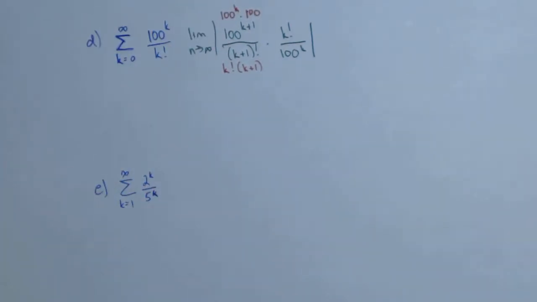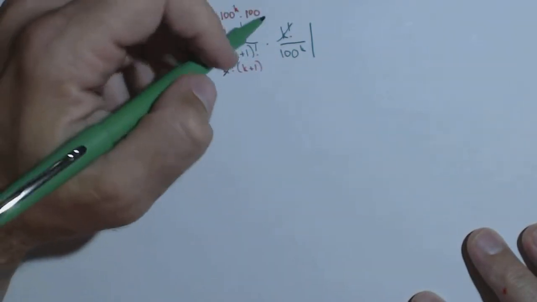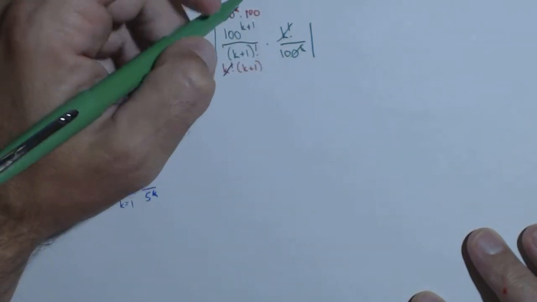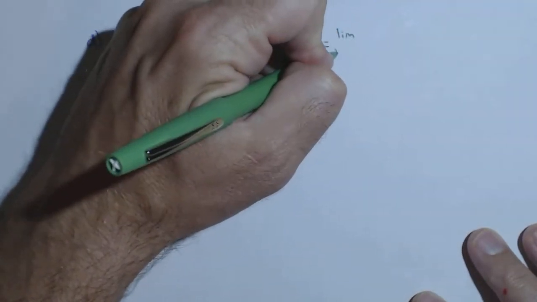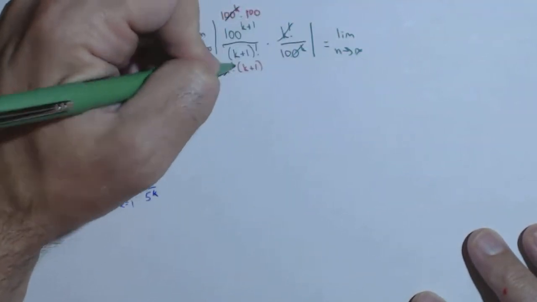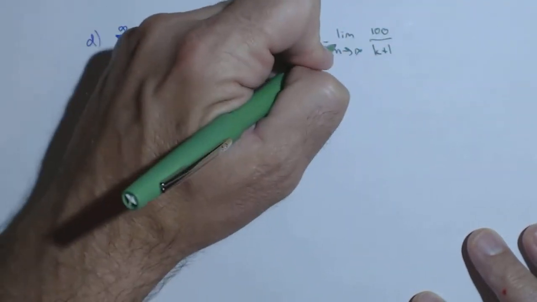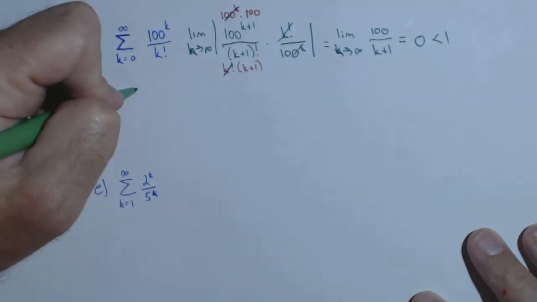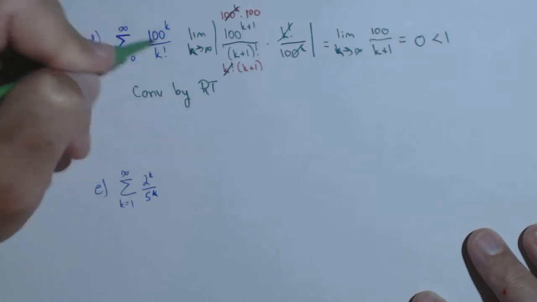Alright, so these are some simplifying things that are going to help us out here, because now I can cancel the k factorials. I can cancel the 100 to the k's, and these were rewritten, so what I get left with is the limit as n goes to infinity of 100 over k plus 1, which as k, not n, which as k goes to infinity equals 0, which is less than 1. So this guy is convergent by the ratio test.